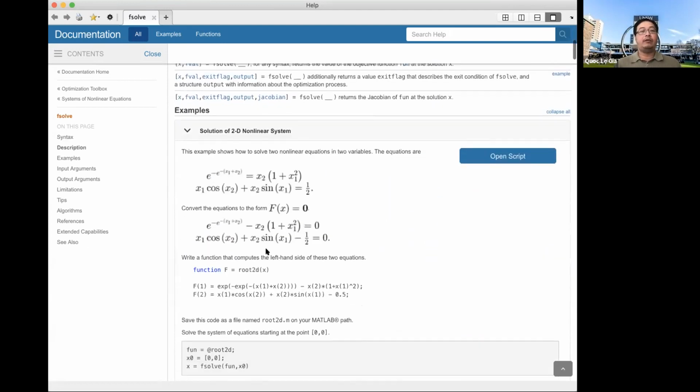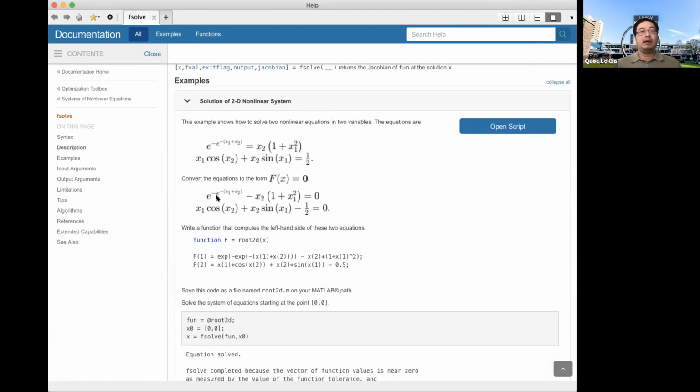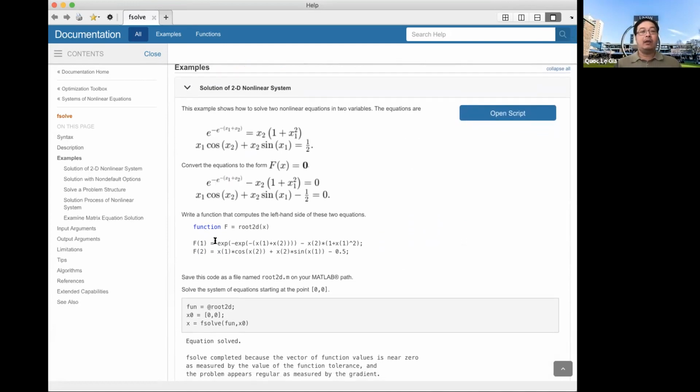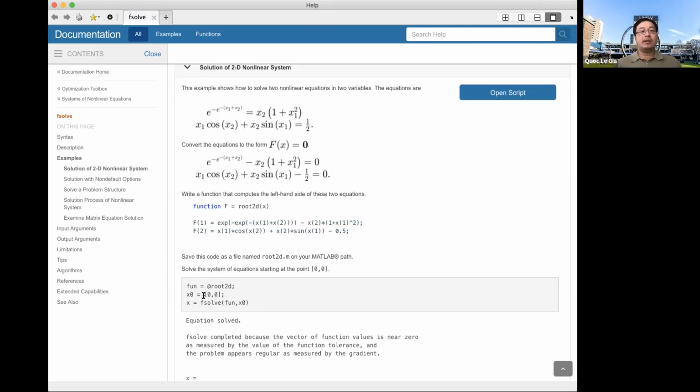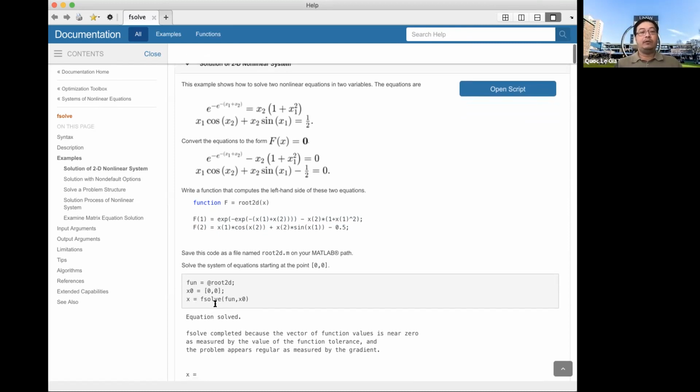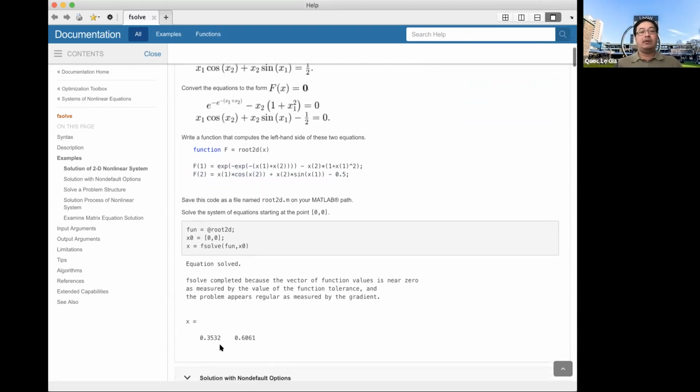So suppose you have 2 nonlinear equations. Then first you have to define your nonlinear equations. So maybe this is a function f, and this essentially gives you f1, the first nonlinear equation. F2 is the second nonlinear equation. And then you have to give some initial guess. So in this case, just give 0, 0. And you just call fsolve, and then it gives you the 2 solutions.